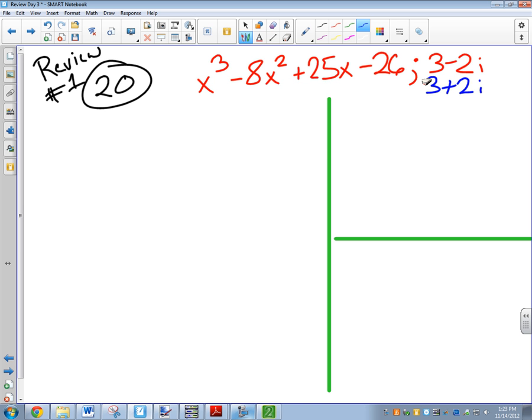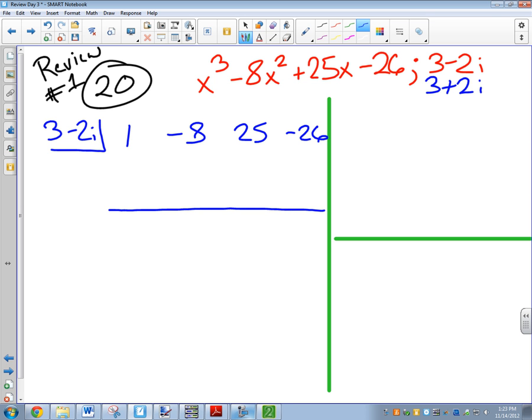Divide. I'm going to do synthetic division. So I'm setting up synthetic division. 3 minus 2i goes in the box first. My numbers are 1, negative 8, 25, negative 26. When I do synthetic division here, what am I going to get? 0. I already know that because it tells me it's a root.